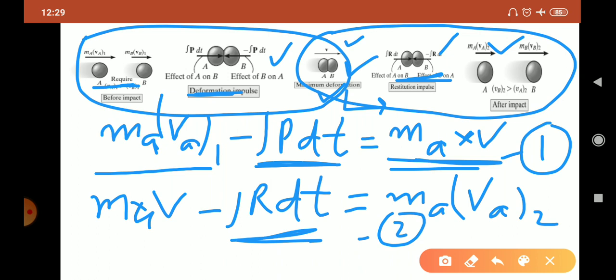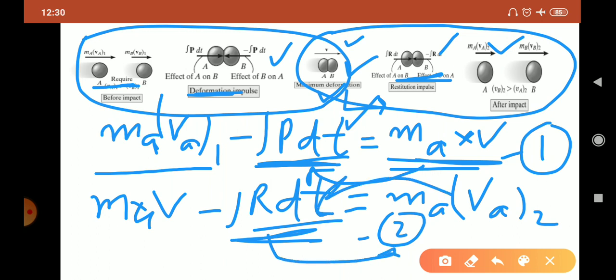Now for body 1 we need to find the coefficient of restitution. Always remember, the coefficient of restitution is the ratio of the rebounding impulse to the deforming impulse. So from equation 1 and equation 2, we'll get the value of P dt by taking this term on the right side and this term on the left side. Again from equation number 2, we'll take this term on the right side and this term on the left side. So we'll get the R dt value and P dt value for body 1.